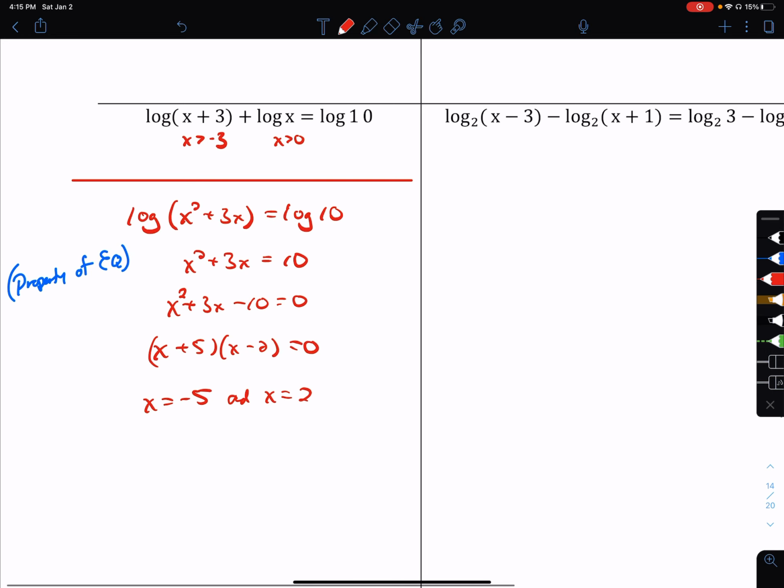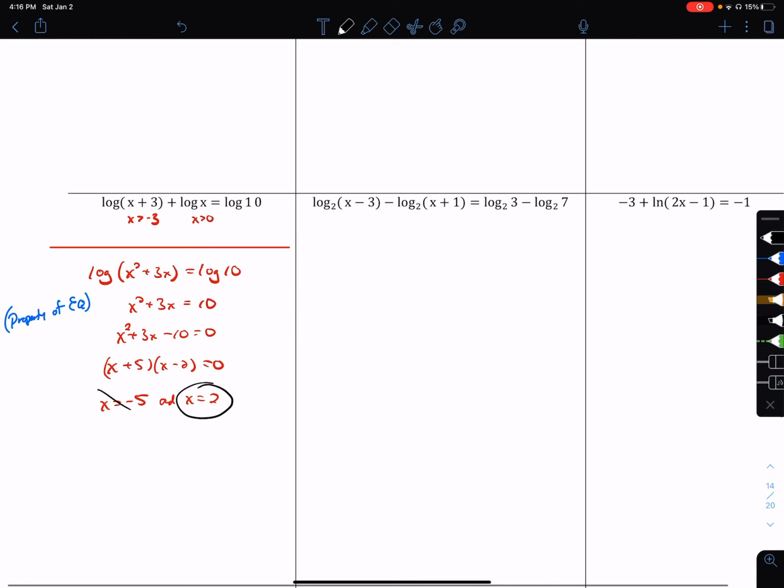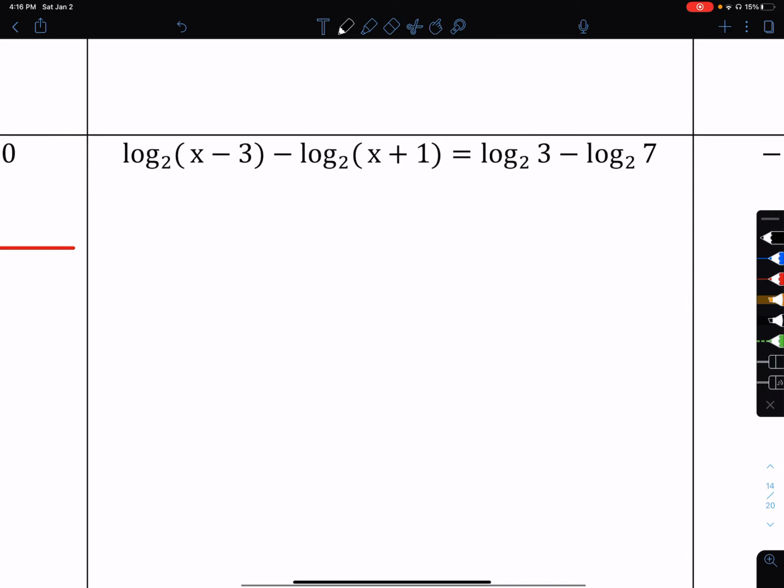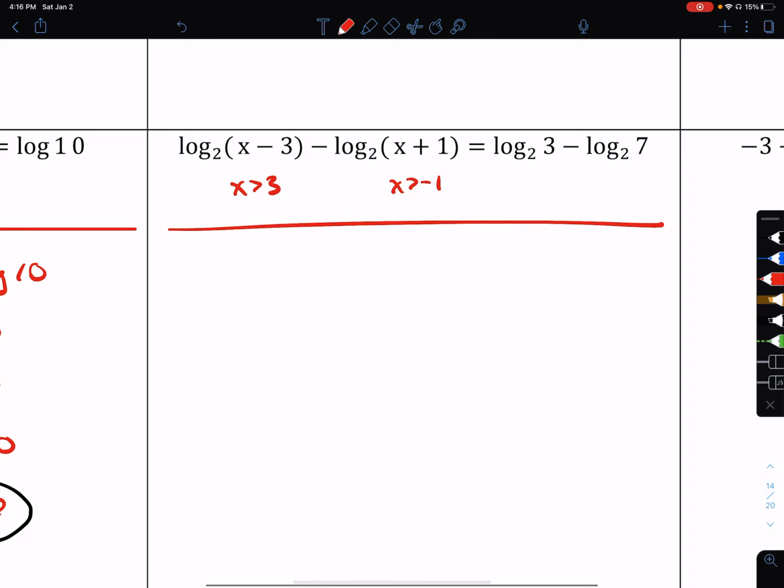And then we want to make sure that both these answers are bigger than -3 and bigger than 0. X equals -5 is not bigger. X equals 2 is, so that is the appropriate answer. Next one, this first logarithm, x would have to be bigger than 3. The second one, x would have to be bigger than -1. So as long as x is bigger than 3, then that's going to take care of us here.